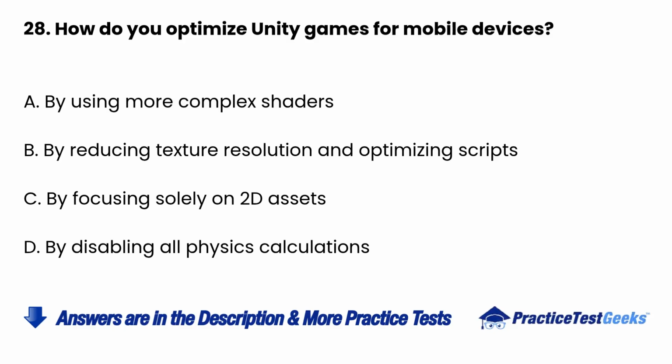28. How do you optimize Unity games for mobile devices? A. By using more complex shaders. B. By reducing texture resolution and optimizing scripts. C. By focusing solely on 2D assets. D. By disabling all physics calculations.